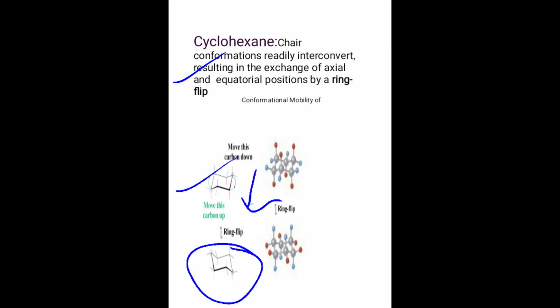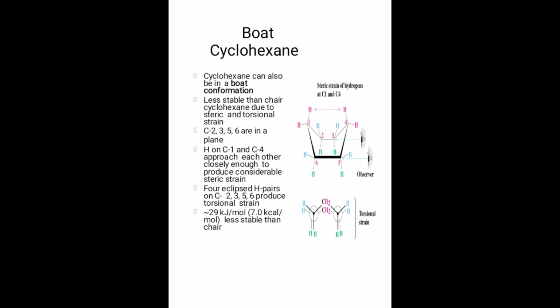So you can draw the structure of cyclohexane this way or by this way, by ring flipping, that is changing the equatorial and axial position of hydrogens by changing the position of carbons. This is the boat conformation. Cyclohexane can also be present in the boat conformation. This boat conformation is less stable as compared to the chair conformation due to the steric and torsional strain.